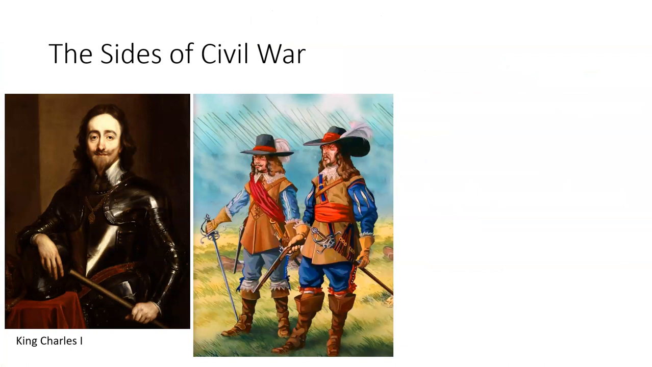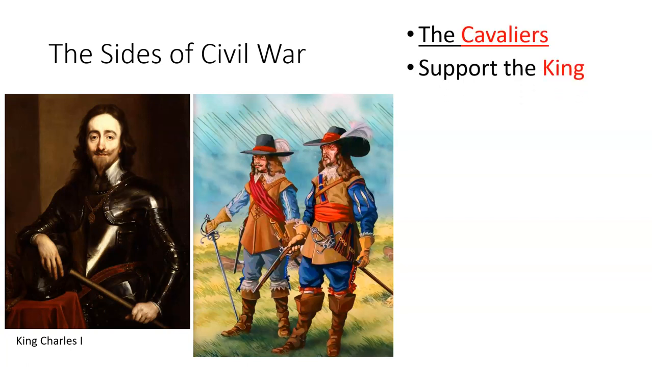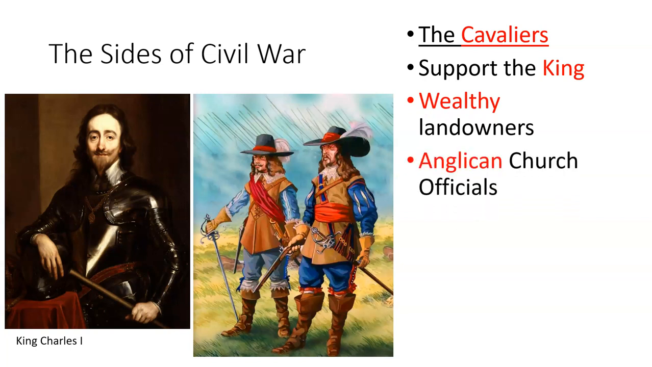So how does the Civil War sort of shake out? Well, there's two sides of the Civil War. You get the Cavaliers, who support the king. The king at the time was Charles I, shown there, and he is Catholic. They are mostly the wealthy of England. And many of them are Anglican church officials, okay?